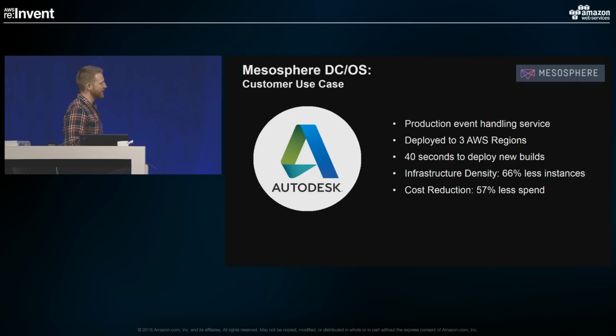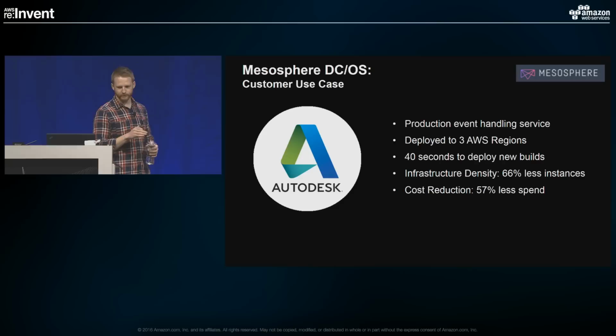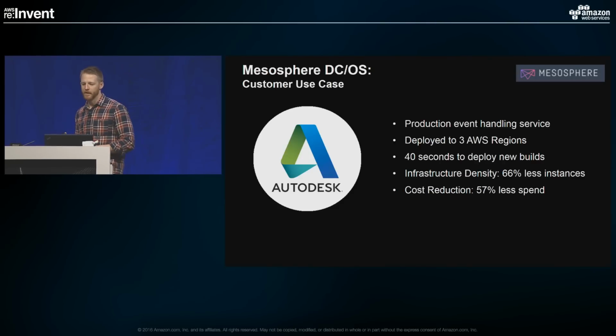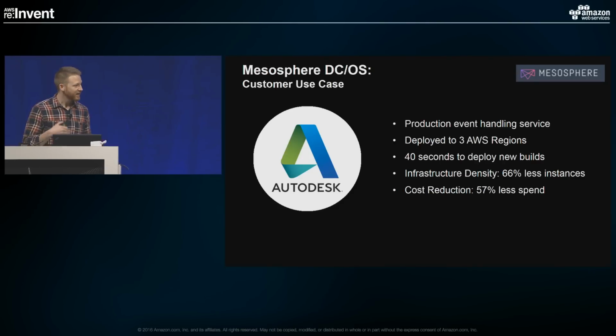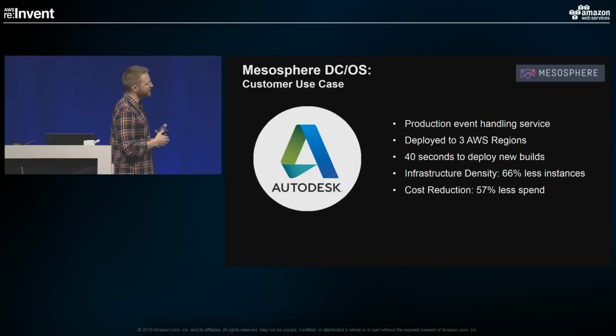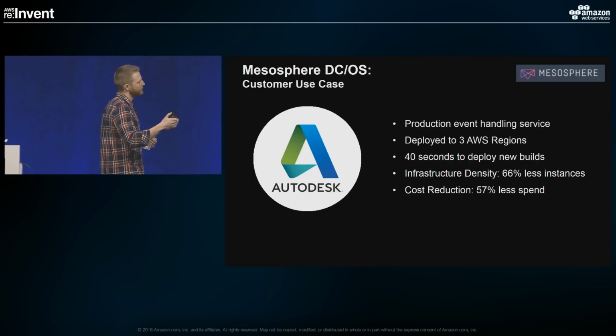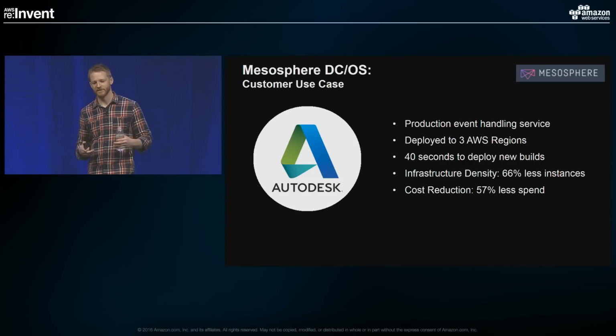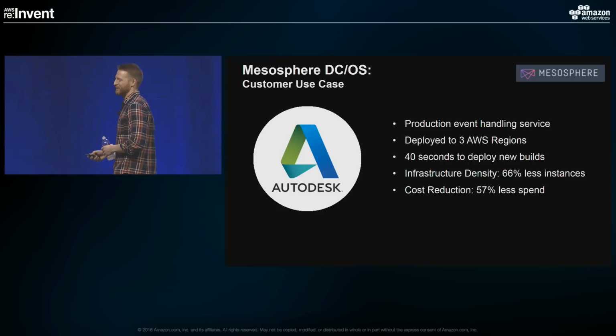So DCOS helped them, first of all, streamline this deployment process. They can deploy new builds of software in about 40 seconds. And it also gave them dramatic cost savings. This is a metric that we really like. By building this internal Autodesk cloud platform, they were able to increase their infrastructure density, or move to about 66% fewer instances than they had originally, and then reduce their overall spend by 57%. So we love talking about successful cost-saving measures.